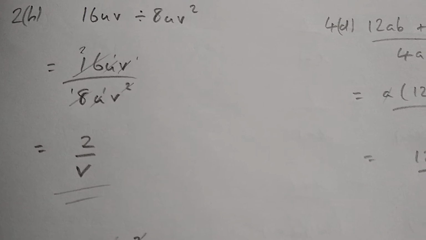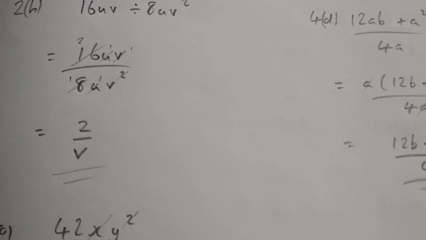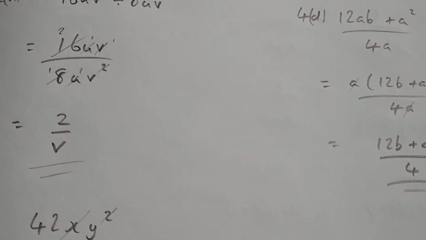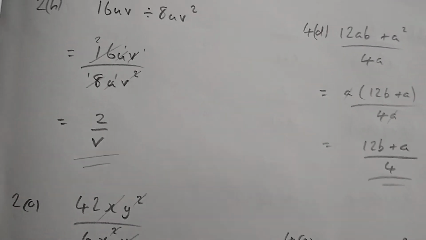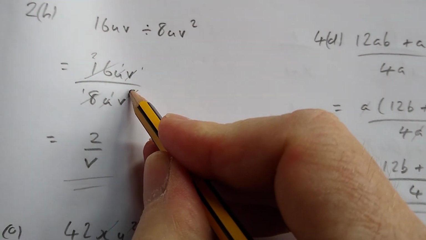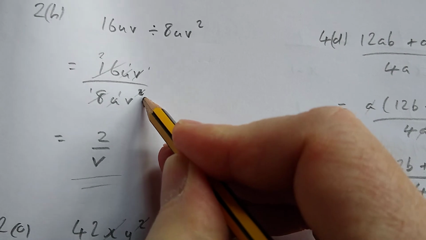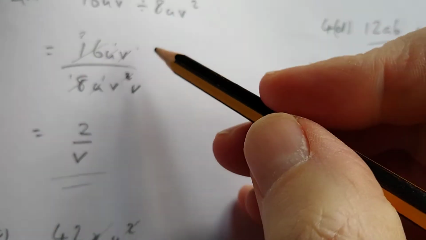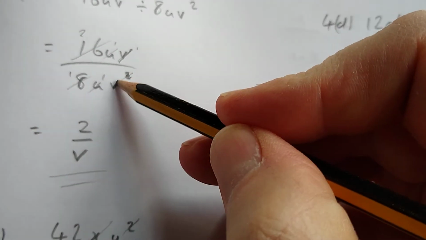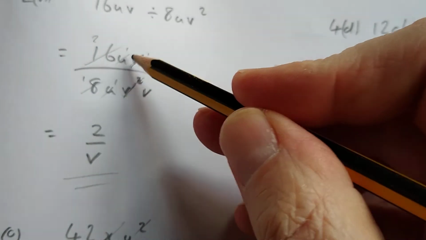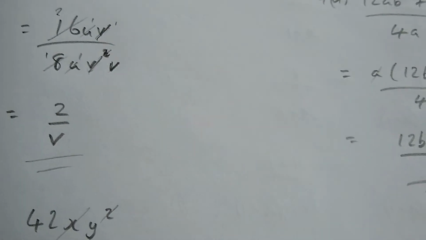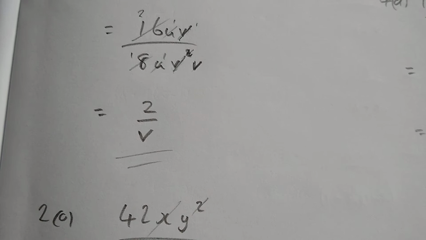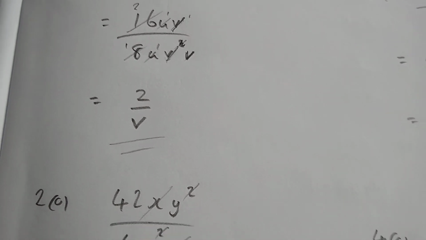And v over v squared, well, if we think about the v squared, the denominator term there, if we think about that v squared as v times v, we can divide this v by this v to get 1, and we're left with a v on the denominator of the fraction. So that's where the answer of 2 over v comes from.